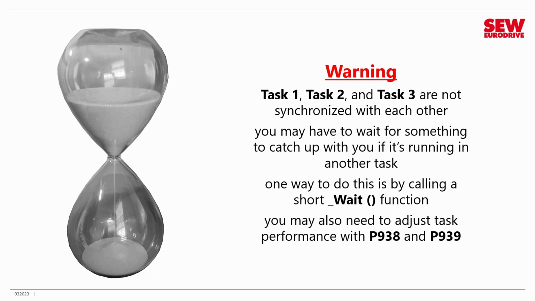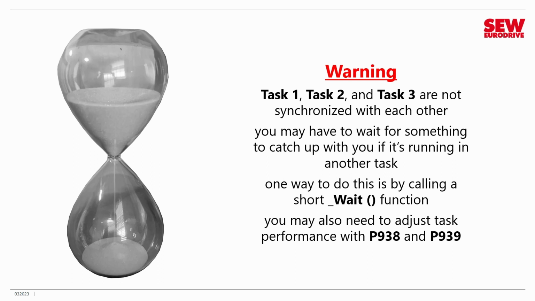Another thing that you might have to do, of course, is tweak the performance of tasks 1 and 2 since they are deterministic and you can adjust their performance with parameters 938 and 939. Again, that's a borderline expert task that you'll probably get better at as you gain experience.